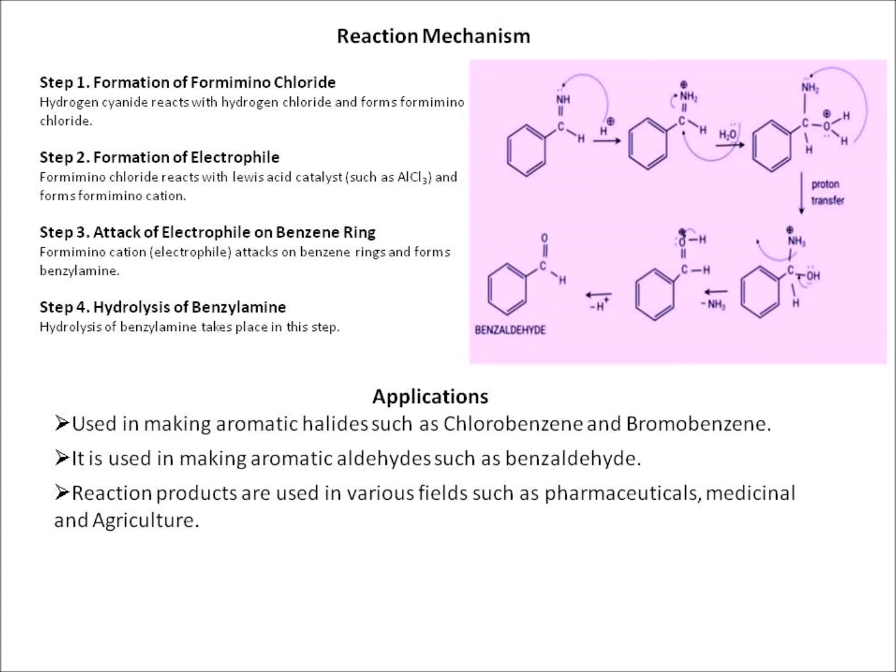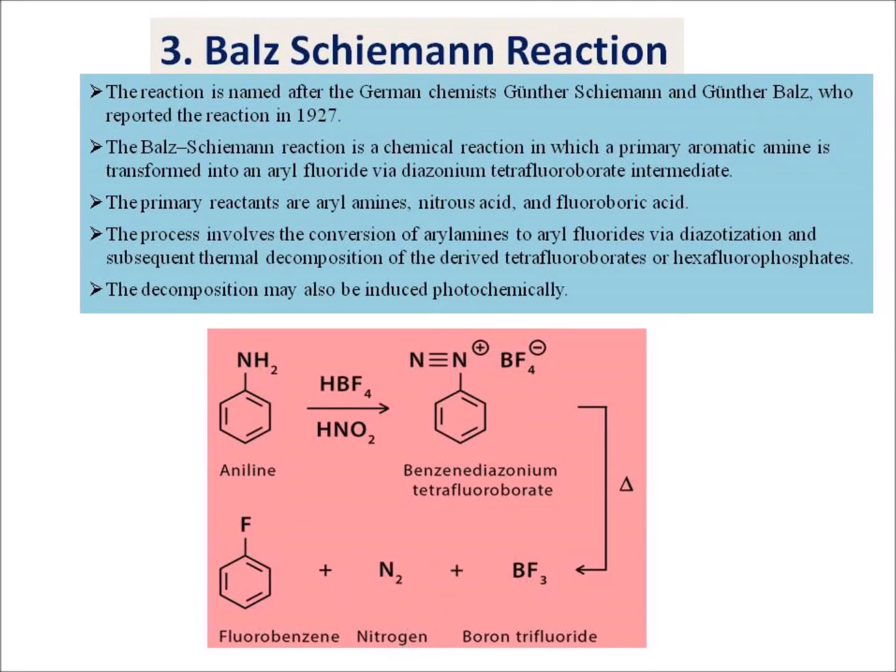Applications. Gattermann reaction is used in making aromatic halides such as chlorobenzene and bromobenzene. It is used in making aromatic aldehydes such as benzaldehyde. Reaction products are used in various fields such as pharmaceuticals, medicinal and agriculture. Next is Balz Schiemann reaction.